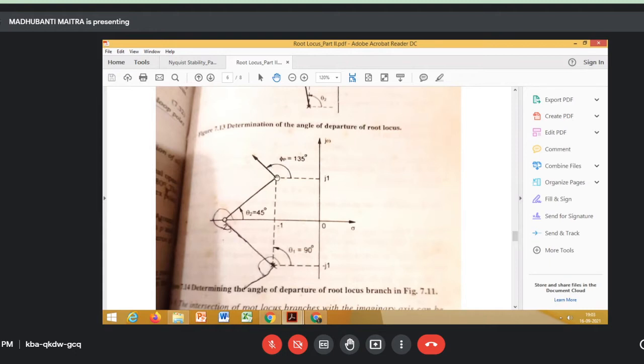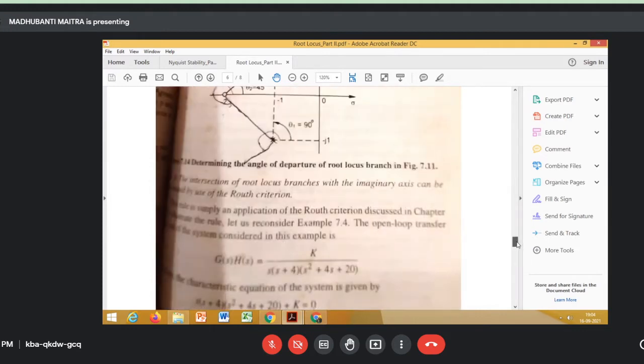That means the root branch will originate in this particular direction. Okay. And similarly, if you can calculate this angle of departure, very easily you'll be able to find out the angle of departure from this conjugate pair. So the root branch will originate in this direction because of the property of symmetry. Clear? Yes, ma'am. Clear.